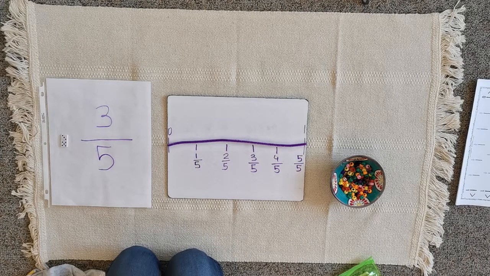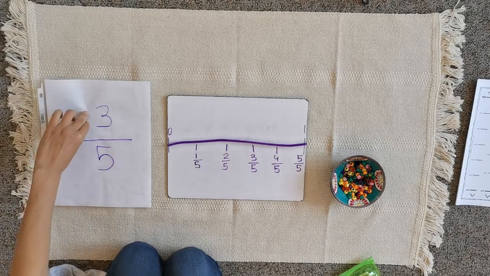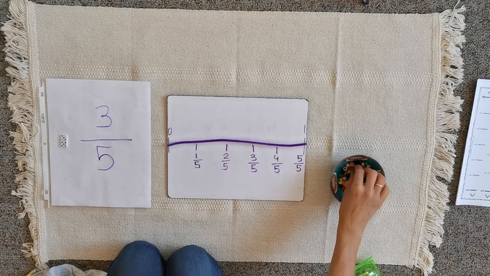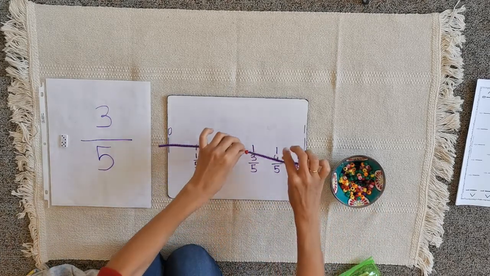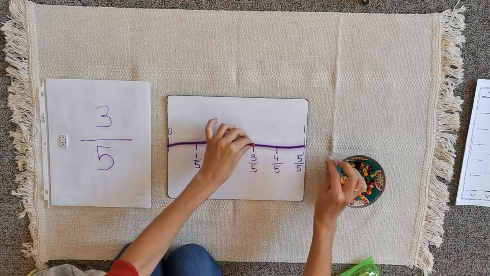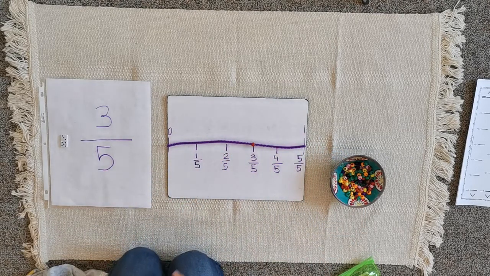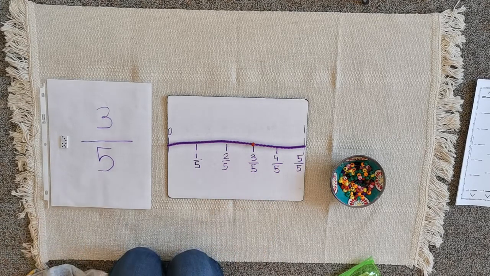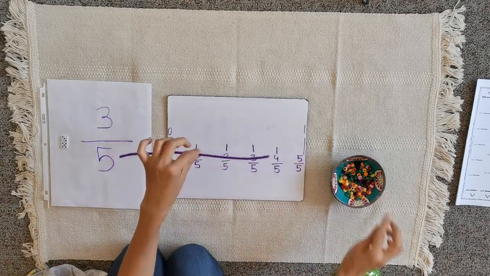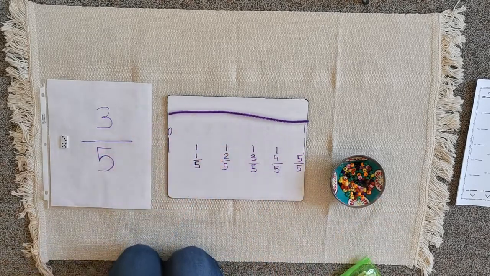So where is my 3/5 on a number line? Fifths on a number line. Over here. Ta-da! Over here. You see? You can take pictures and send them to me because I'm going to be the happiest teacher in the world. Another one.